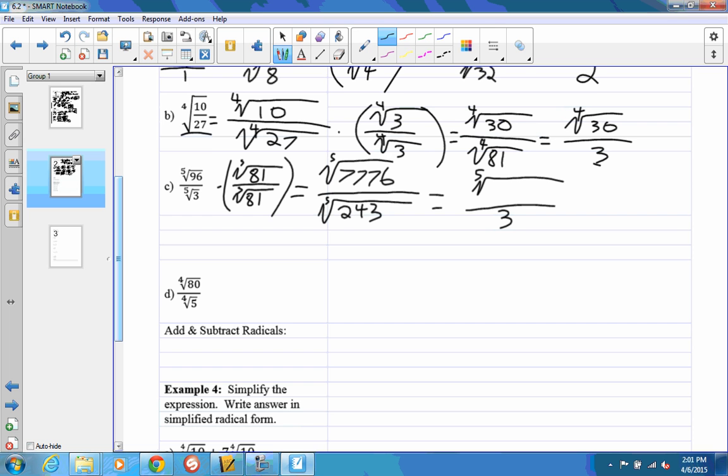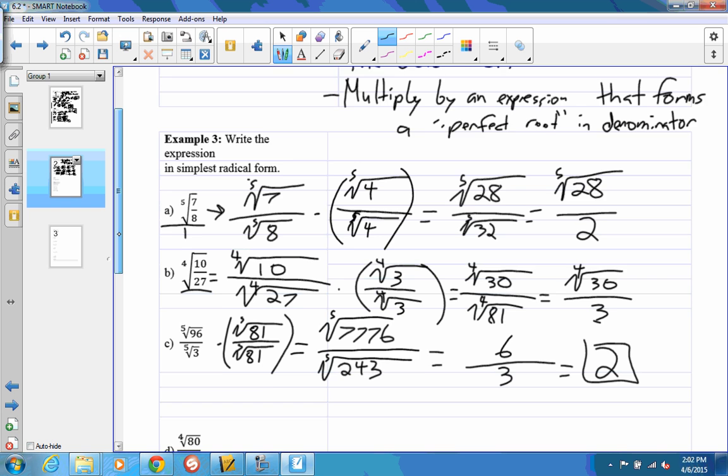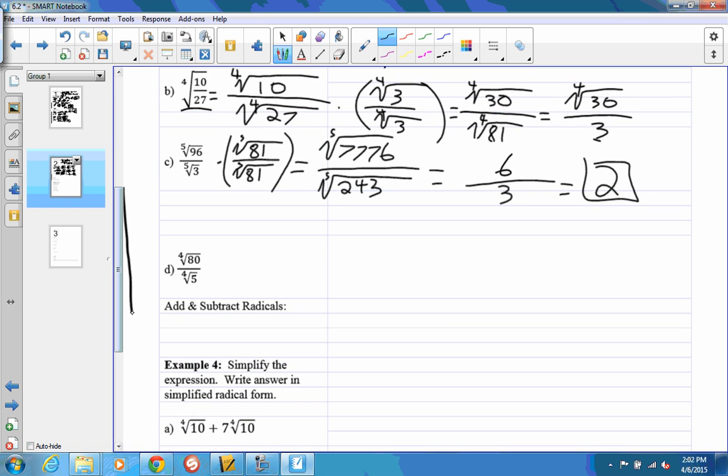So just so you know, 776 is a perfect fifth root. Yeah, 6. So if you wanted to change that to just 6, you could, and you would change that to 2. That one, you do need to go to the next step, because my instructions were simplest radical form, and if something's a perfect root, you really need to simplify that. So just check, it's not hard.